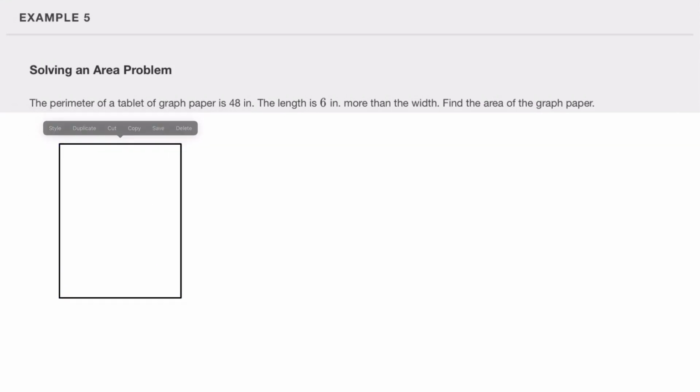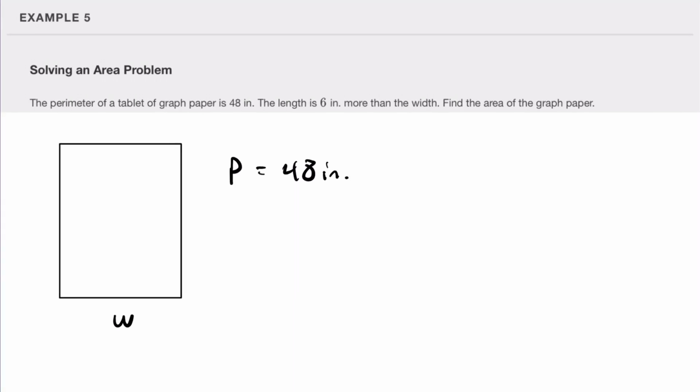It says the perimeter is 48 inches. The length is 6 more than the width. So they didn't give us any information on the width, but it says that the length is 6 inches more than the width. So the width plus 6.